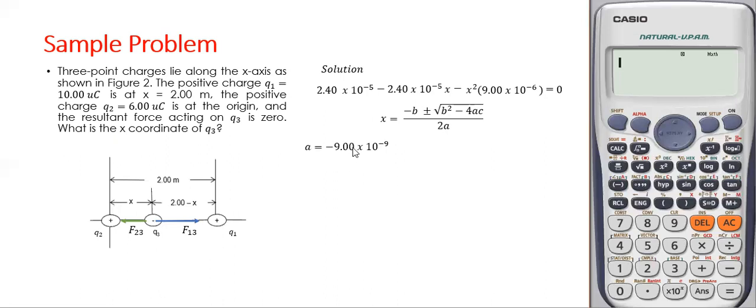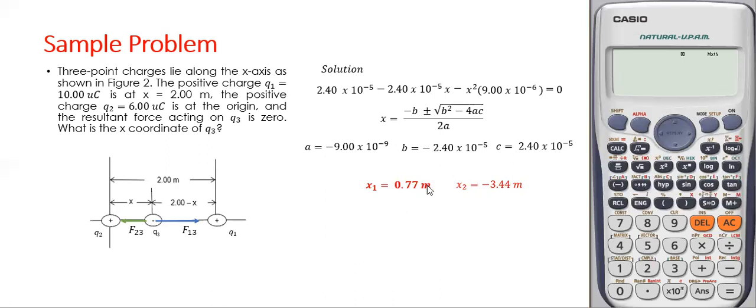So, we have a is equal to negative 9 times 10 raised to negative 9. B is equal to negative 2.40 times 10 raised to negative 5 at yung C naman ay equal sa 2.40 times 10 raised to negative 5. So yung C natin, siya yung constant natin. Okay? So isasubstitute natin ito dito sa ating equation. And we have x1 is equal to 0.77 meter and x2 is equal to negative 3.44. So, alin dito sa dalawang ito yung tamang sagot?